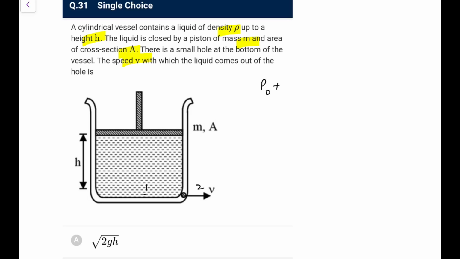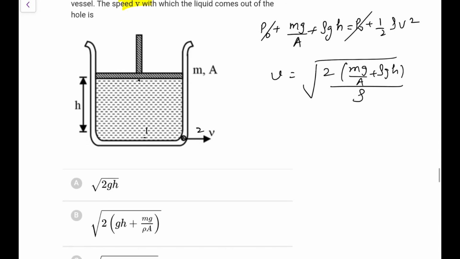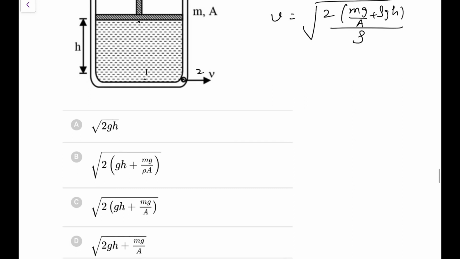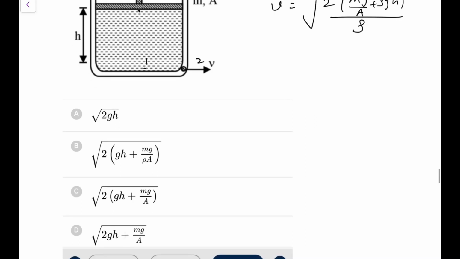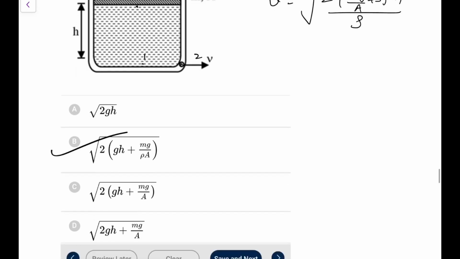Pressure at 1 would be P naught plus mg by A, the additional pressure here, plus rho g h, that would be equal to P naught plus half rho v square. So don't apply v equal to root 2 gh here, otherwise you will not be able to get the answer. So v is root of 2 times (mg by A plus rho gh) upon rho, that is what you will get here. Going by this, it comes out as mg by rho A. They have missed rho, but it is given in option B, so go for B.